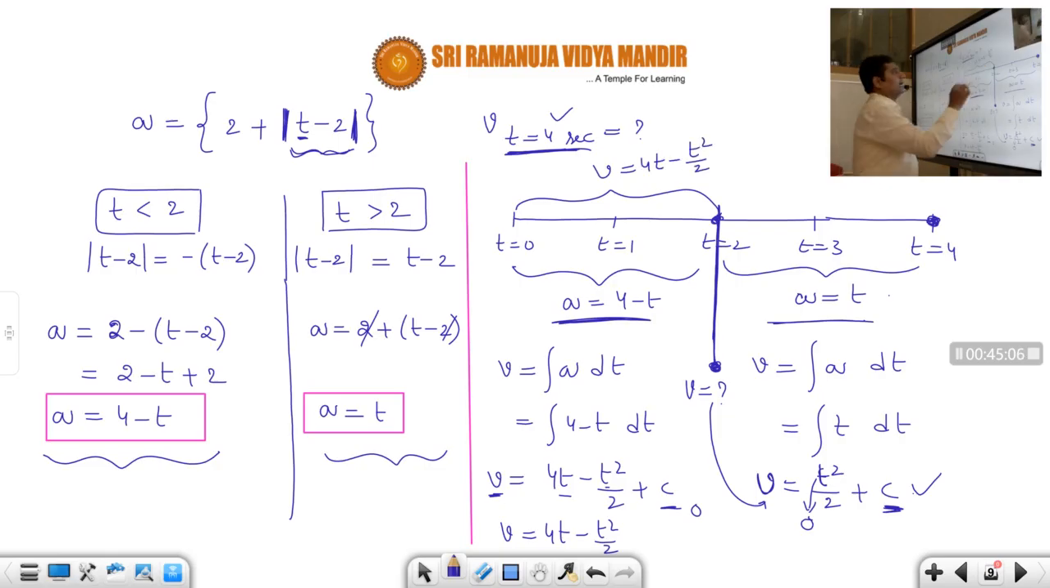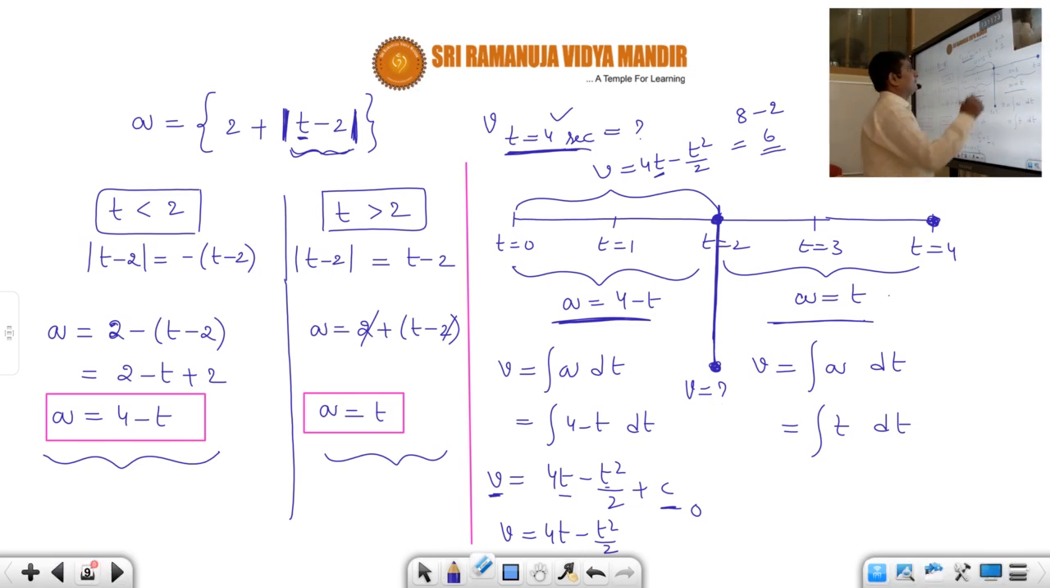Okay. Now I want it at t equal to 2. So substitute here t equal to 2, 4 into 2, 8, minus 2 square 4, 4 by 2, 2. So that means 8 minus 2, 6. So okay, students, after getting the value of velocity, that is 6 meters per second at t equal to 2, now we got the velocity at this point as 6. So this velocity is equal to this much, students.